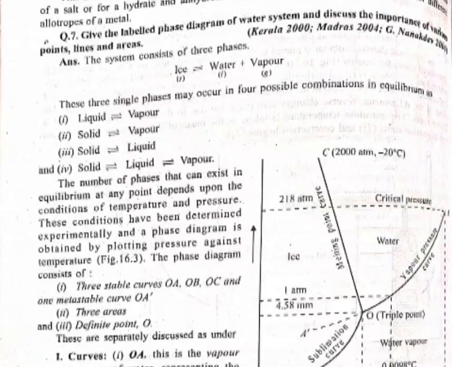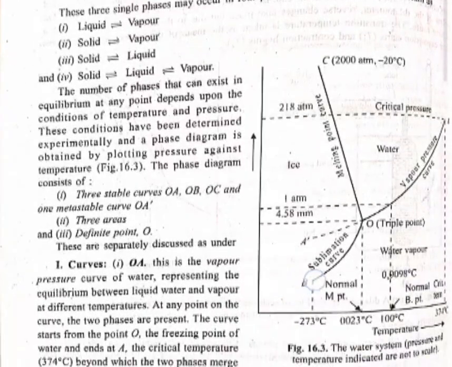Curve OA is the vapor pressure curve of water, representing the equilibrium between liquid water and vapor at different temperatures. At any point on the curve, two phases are present. The curve starts from the point O, the freezing point of water, and ends at A, the critical temperature of 374 degrees Celsius, beyond which the two phases merge into each other. Consider any point on the curve. For a fixed value of pressure, the temperature also has a fixed value.